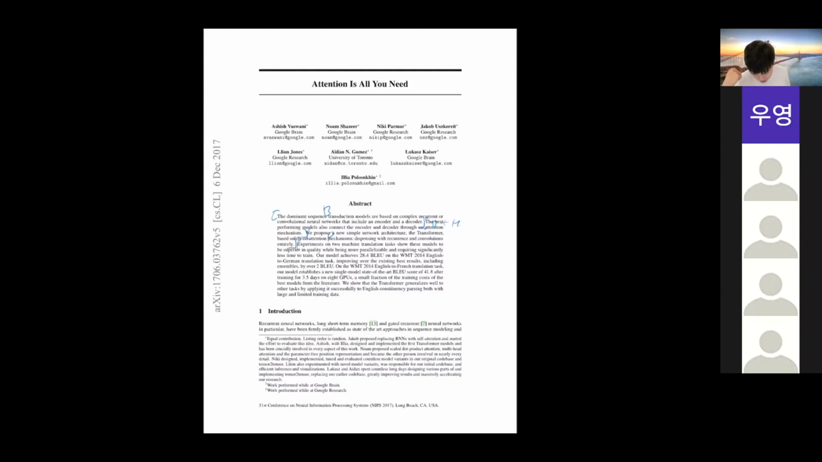Experiments on two machine translation tasks show these models to be superior in quality while being more parallelizable and requiring significantly less time to train. It's experiments, right? Our model achieved 28.4 BLEU on the WMT 2014 English-to-German translation task, improving over the existing best results, including ensembles, by over 2 BLEU. It's also experiments. On the WMT 2014 English-to-French task, our model established a new single-model state-of-the-art, and so on, trained on 8 GPUs. Also experiments. We show that the Transformer generalizes well to other tasks by applying it successfully to English constituency parsing, both with large and limited training data. This is also kind of experiments too.